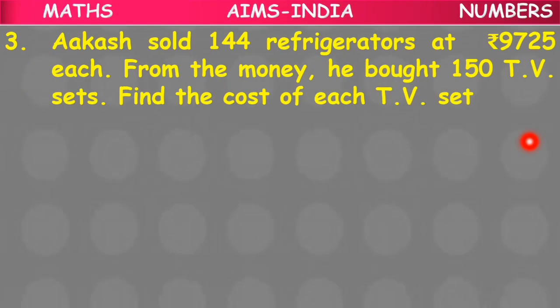Moving on to the last question. Akash sold 144 refrigerators at rupees 9,725 each. From the money, he bought 150 TV sets. Find the cost of each TV set. Okay, he sold 144 refrigerators at 9,725 each, and he got some lump sum amount. With that amount, he bought exactly 150 TV sets. Now what we should do is find out the cost of each TV set.